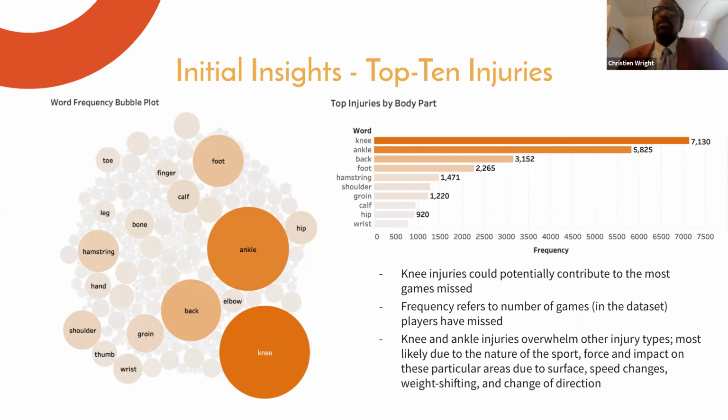Thinking about why knee and ankle injuries overwhelm the other types of injuries, when you think about basketball itself, there's a lot of change of direction. There's a lot of force and load. There's jumping and twisting and turning and lateral movement. And you're doing so many different motions on a wood surface, which is a hard surface as well. It can be tough on your joints, especially if there isn't great support under the parquet floor.